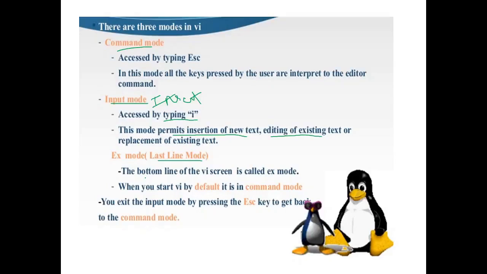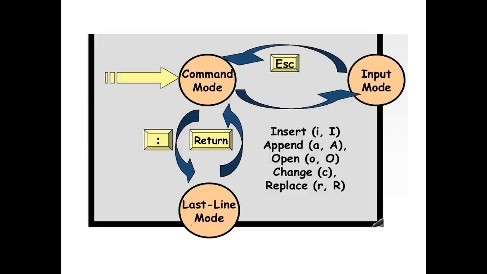Next is exit mode or last line mode. To save the changes of the file, you need to come to the exit mode. The bottom line of the VI screen is called X mode. When you start VI, by default it is in command mode. To exit the input mode, press the escape key to get back to the command mode. After coming back to the command mode, you are in exit mode, and in last line mode only, you can save the changes to your files.